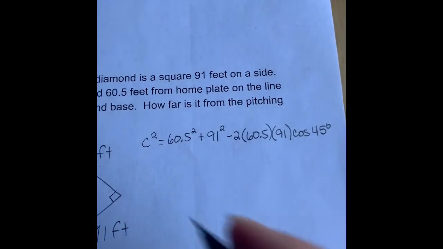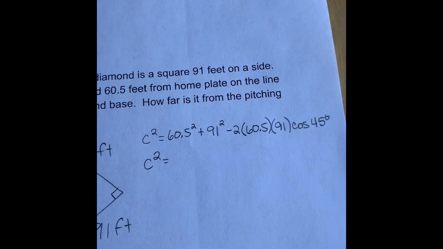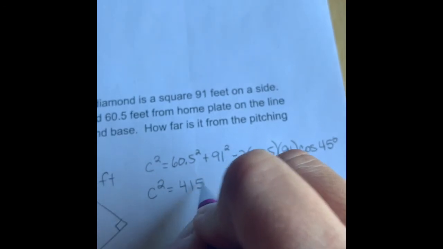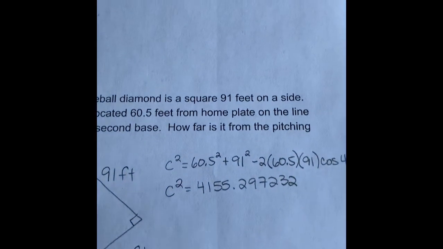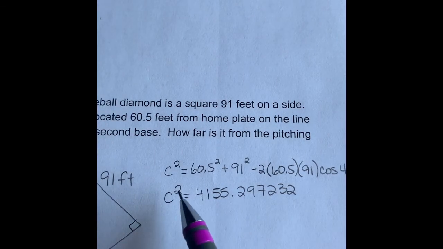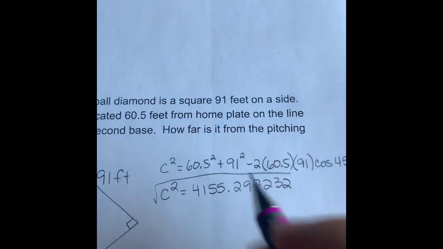And when we get that answer, that tells us what C squared is, and then we'll have just one more step. So if I plug this in, I add 60.5 squared plus 91 squared minus 2 times 60.5 times 91 times the cosine of 45 degrees. So I get the decimal in my calculator of 4,155.2972232. So that's what the answer is in the calculator. I still need to square root this because I got to get rid of that square here in order to get C by itself. So I'm going to square root everything.